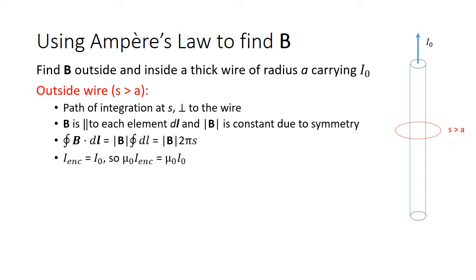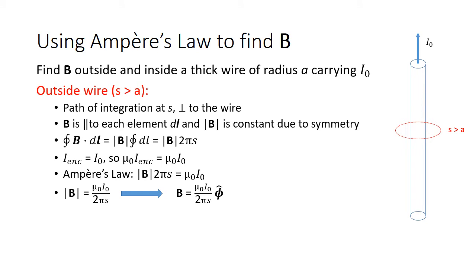To use Ampere's equation, we need to know what the enclosed current is, and that happens to be I0. So the right side of Ampere's equation, mu 0 times I enclosed, in this case is equal to mu 0 times I0. Substituting into both sides of Ampere's law, we have the magnitude of the magnetic field, that is the magnitude of B, times 2 pi s is equal to mu 0 I0. We can use this expression to find the magnetic field outside the wire.